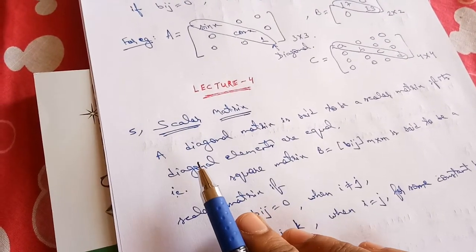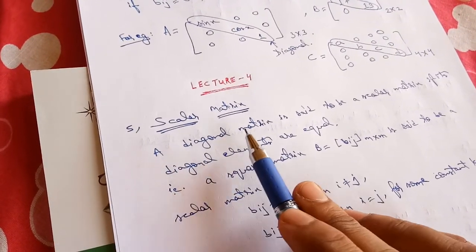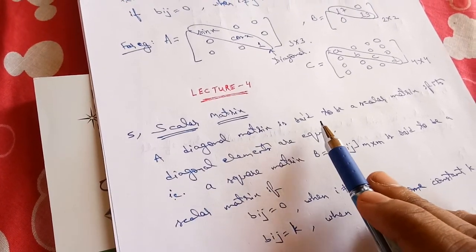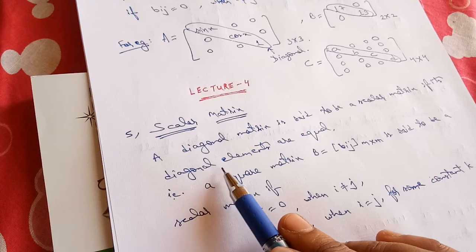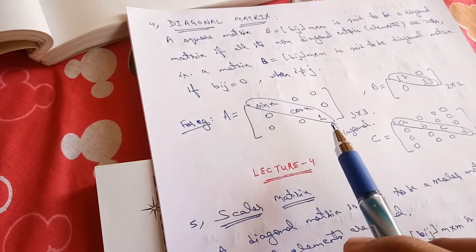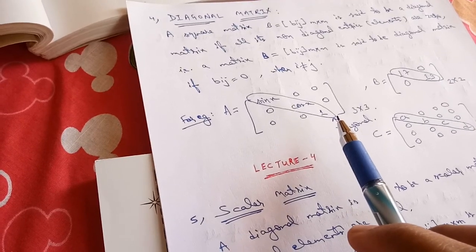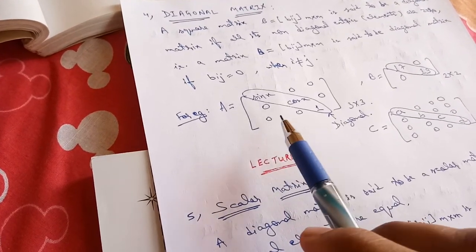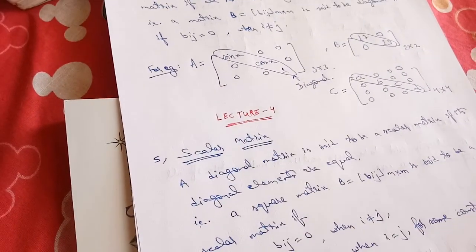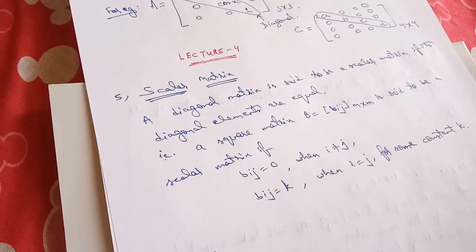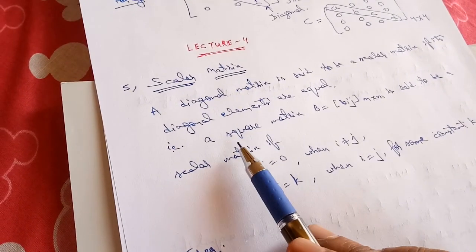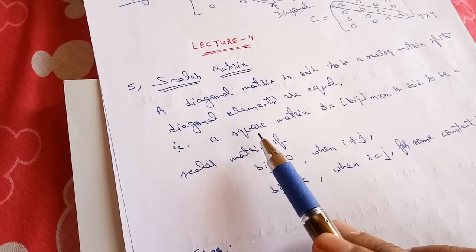Now what is a scalar matrix? A diagonal matrix, that means a scalar matrix must be a diagonal matrix, is said to be a scalar matrix if its diagonal elements are equal, right? So in the diagonal matrix we have seen that all the diagonal positions should be non-zero and the non-diagonal positions must be 0. So in a scalar matrix, in the diagonal positions all the elements must be equal. For diagonal we must have that matrix as a square matrix.